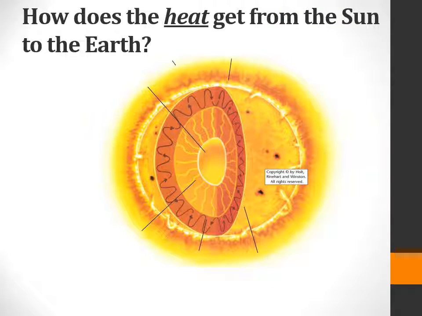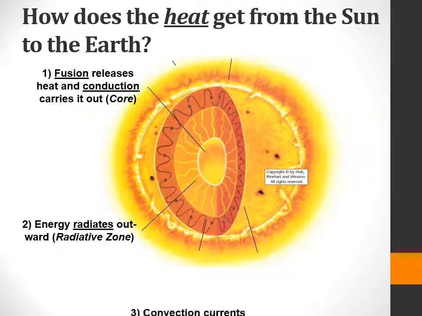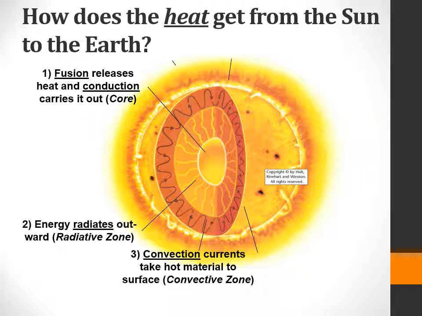All right, so how does the heat get from the sun to the earth? Now that we know the structure of the sun, we can start talking about how it gets here. In the core, we have nuclear fusion that releases heat, and by conduction that heat transfers out of the core. The next zone is the radiative zone, and energy radiates out, which is aptly named. And then the next zone, aptly named also, is the convection zone, where hot material will rise up, release its heat at the surface, and then come back down to get more heat from the radiative zone.